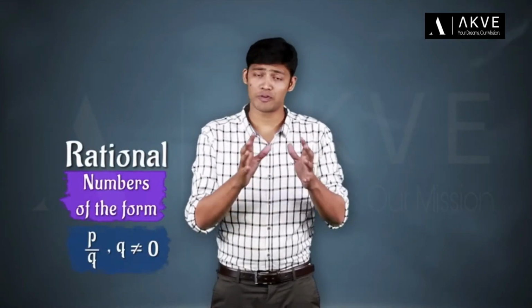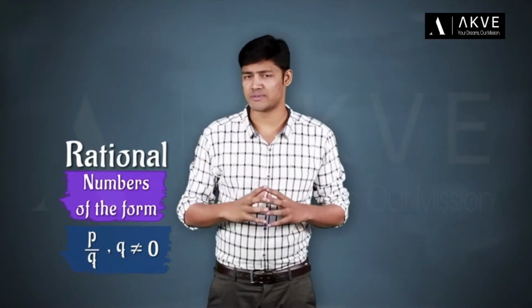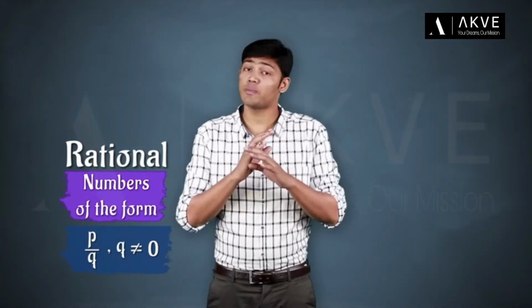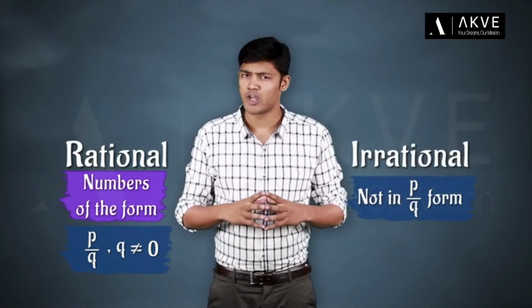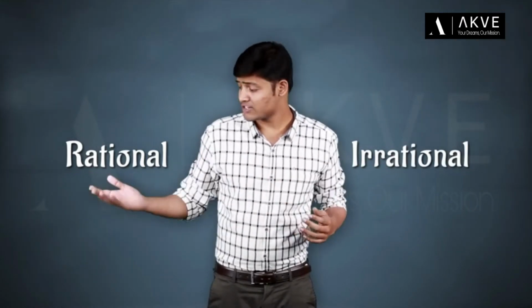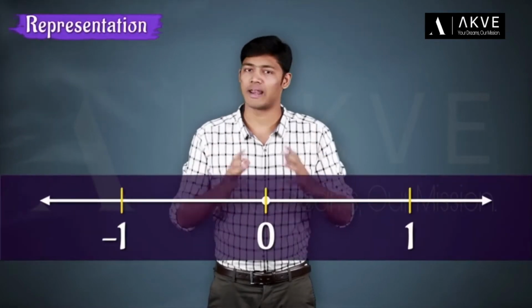Hello friends, in our last video we concluded that numbers that can be represented in the form p by q are rational numbers and the numbers that cannot be represented in that form are irrational numbers. We also learned that both rational numbers and irrational numbers together are known as real numbers. Now let's try to represent these real numbers on a number line.